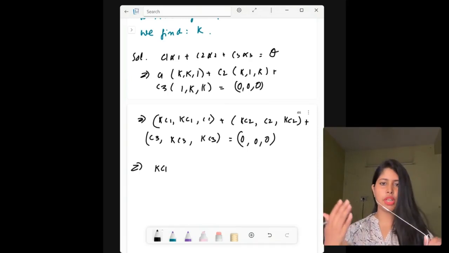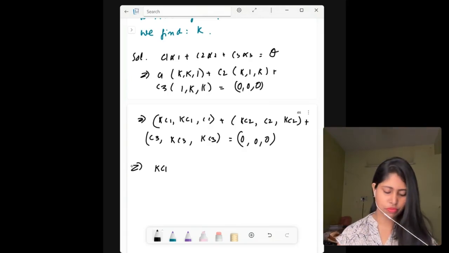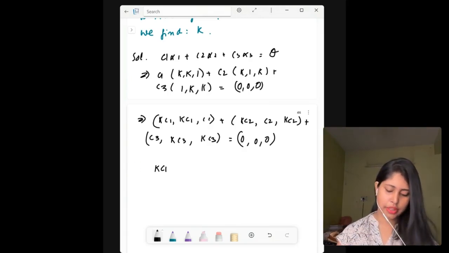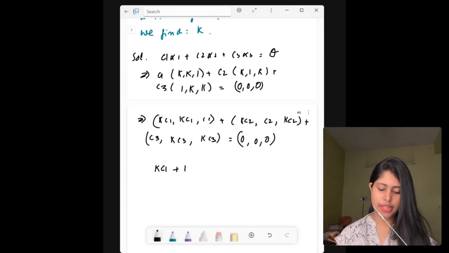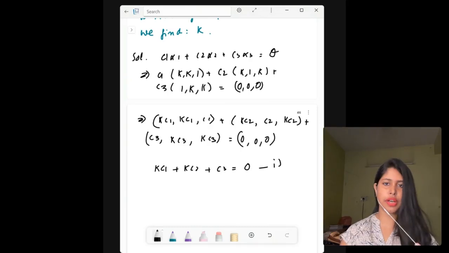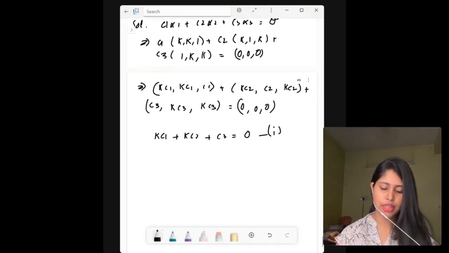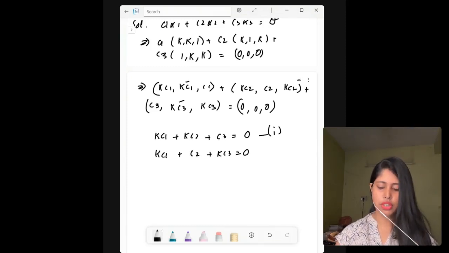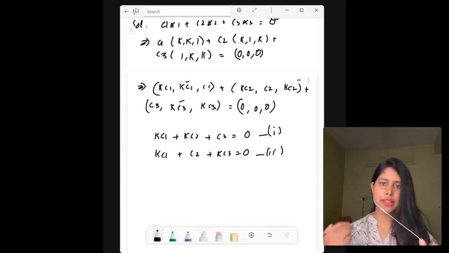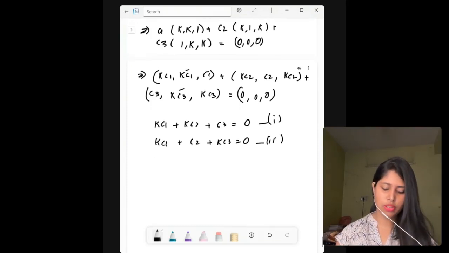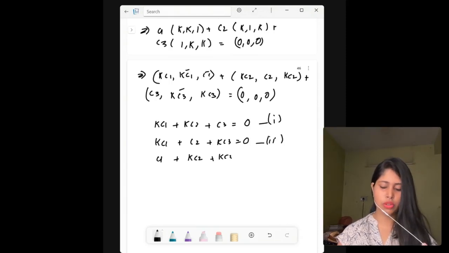So let me write the equations directly. What will be the equations? Equations will be kc1 plus kc2 plus c3 is equal to 0. This is the first equation, right? And the next equation will be kc1 plus c2 plus kc3 equals 0. This is our equation number 2. And the next equation is c1 plus kc2 plus kc3 equals 0. So this is our third equation.